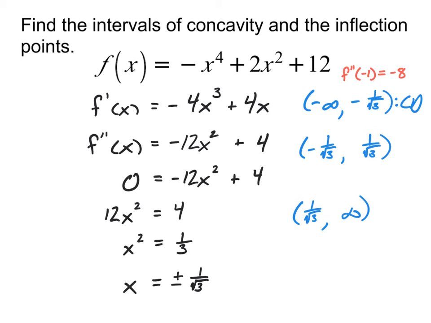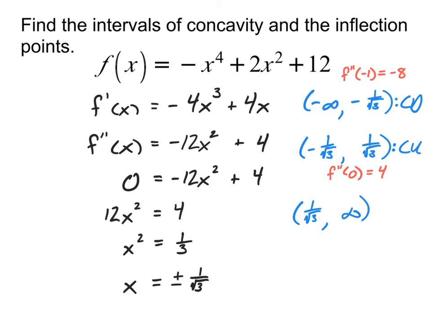All right, next one. I need to check what's going on with this interval, and a nice easy number to check within that interval looks like it would be 0, so I'm going to do f double prime of 0 for that one, which gives me 4. Notice it's positive, therefore, throughout that interval, it is concave up.